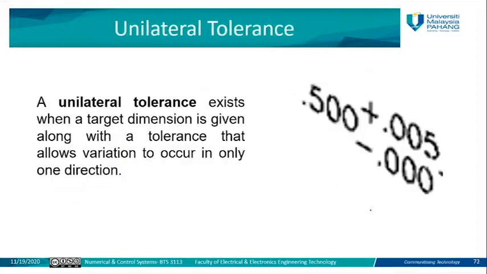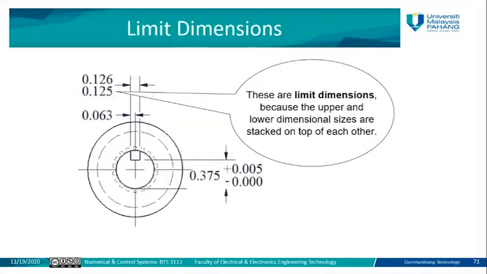Okay. So for the unilateral here, for the limit, the total tolerance, for example, if I ask you now, what is the total tolerance for this part? 0.126 minus 0.125. This is the maximum value, this is the minimum value that is allowed. So it will be 0.001, correct? Yes. So this is the total tolerance. For this case, the total tolerance here will be what? 0.005. Okay? Right.